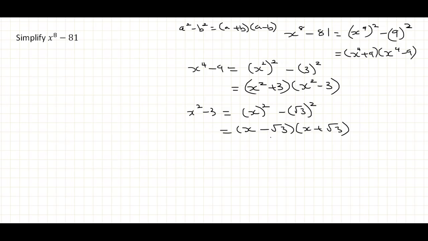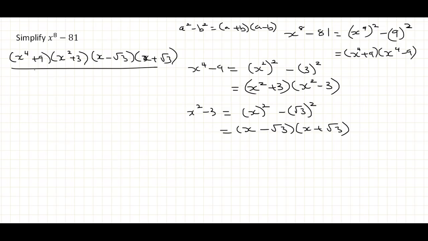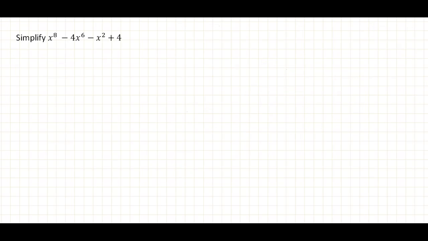So now let's go ahead and try to bring all of this together. So we have x to the power of 4 plus 9, okay? Now we have x to the power of 4 minus 9 gives us x to the power of 2 plus 3. And now we're left with x minus root 3 and then x plus root 3. So this is really all you need to do for this type of questions. Now let's try a final example together.